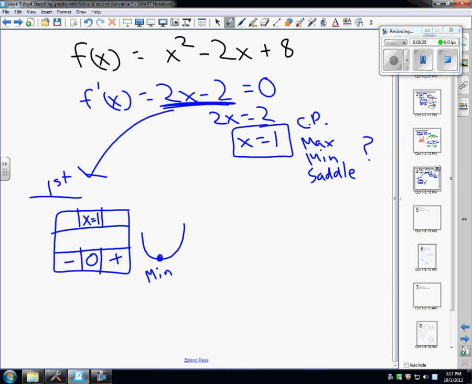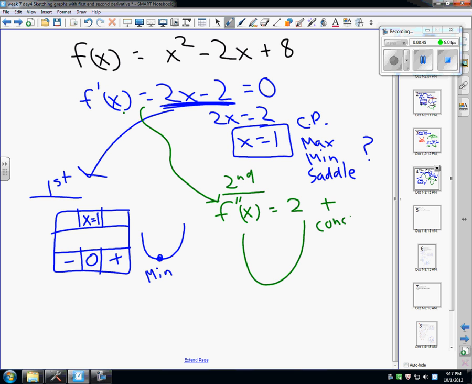The second derivative test is, as long as you can take the second derivative, which is really nice on this guy, it's just 2. What's that concavity everywhere? It's a positive concavity. That means everywhere this graph is concave up. So that means that at that point, I have a minimum.